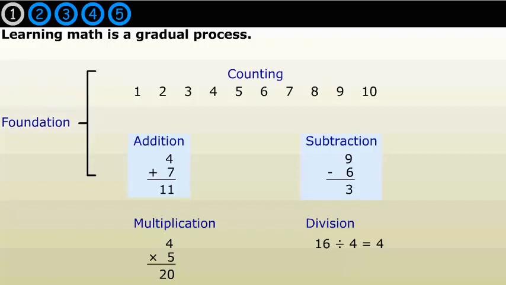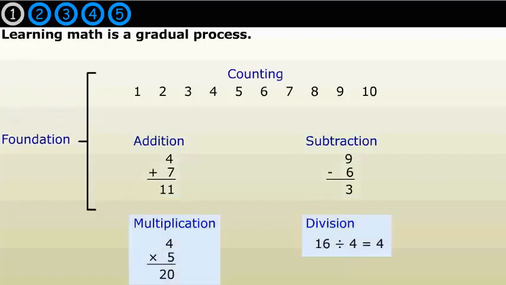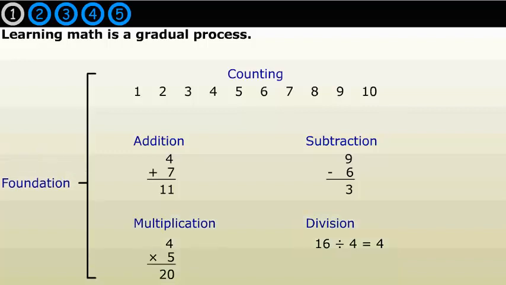Once you mastered adding and subtracting, you moved on to multiplication and division. You couldn't learn multiplication before you mastered addition, because you didn't have the proper foundation to build on. The process of building on previous understanding continued with each new math concept you learned. As you mastered one concept, it became part of the foundation for attacking the next concept. In this way, learning math is a gradual process.